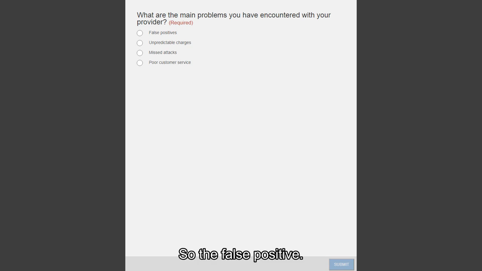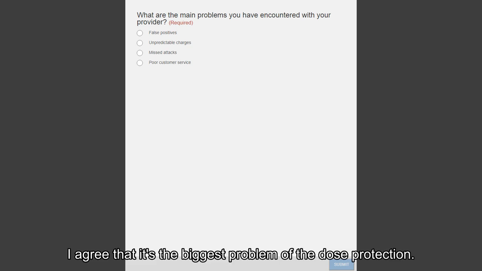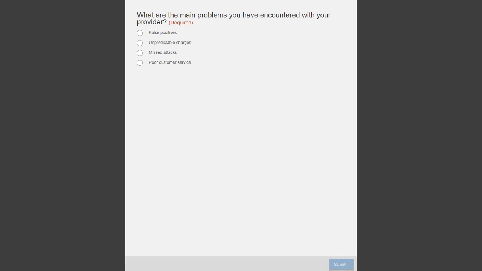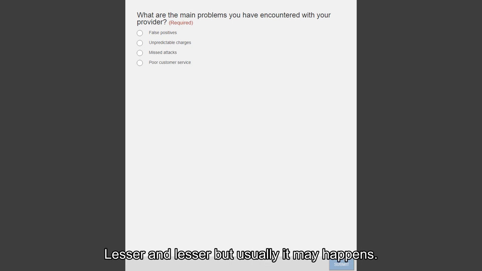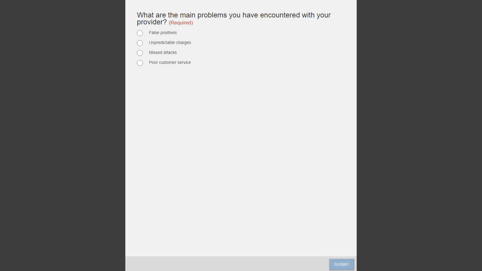So the false positive, I agree that it's the biggest problem of DDoS protection providers, and everyone is trying to make this happen less and less, but usually it may happen. But I see that most of the people vote for unpredictable charges.